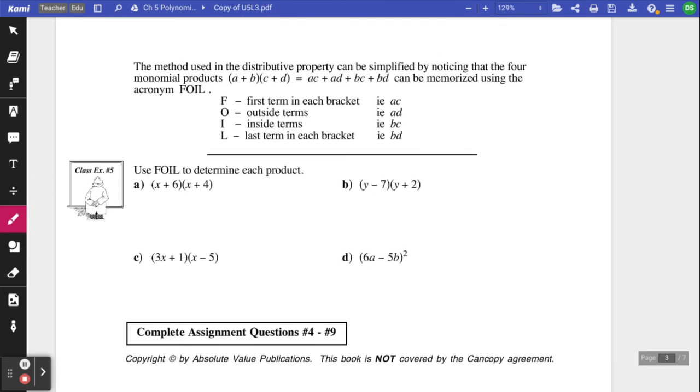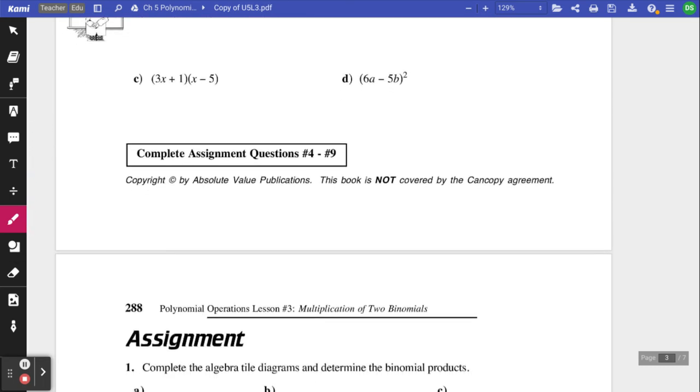Okay. I do not use the method FOIL. It means first, outer, inner, last. I don't do it. Forget it. But what I will show you is letter D. Okay, I'll show you one more example. On letter D, do you see how there's a negative sign in between there? So it's subtraction.